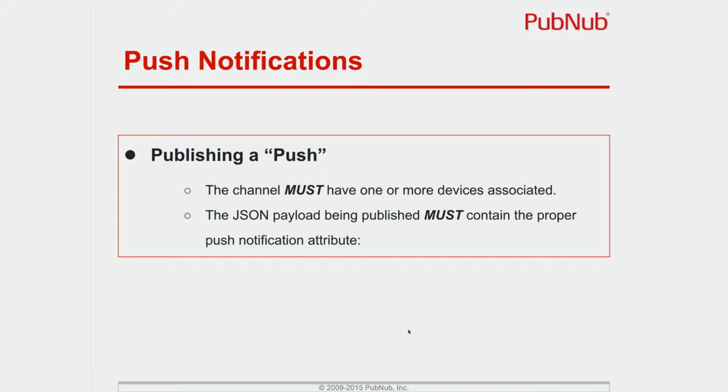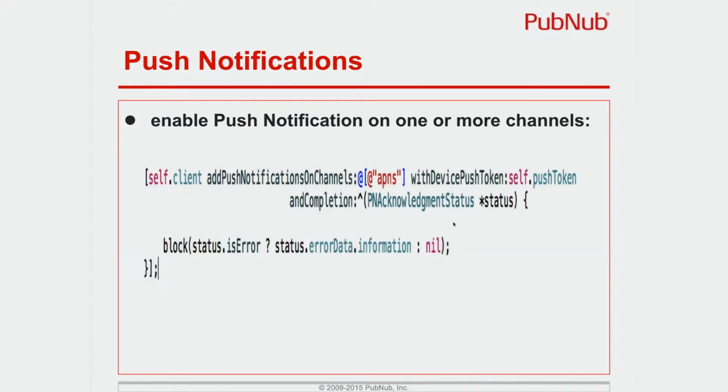Okay, and there's an enable method that you use to associate a device with a channel. If your channel doesn't have devices associated with it, there will be no push sent. Okay, the JSON payload being published must contain the proper push notification attributes. Okay, and we'll get to that in just a second. There's a sample payload coming up here.